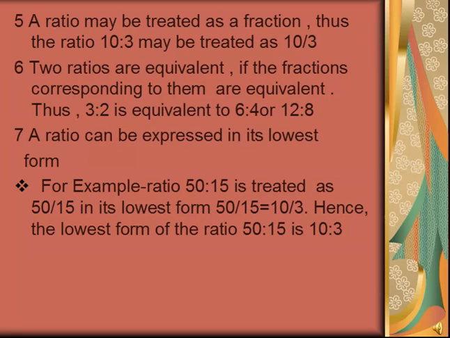Seventh, a ratio can be expressed in its lowest form. For example, ratio 50:15 is treated as 50/15. In its lowest form, 50/15 is equal to 10/3. Hence, the lowest form of the ratio 50:15 is 10:3.